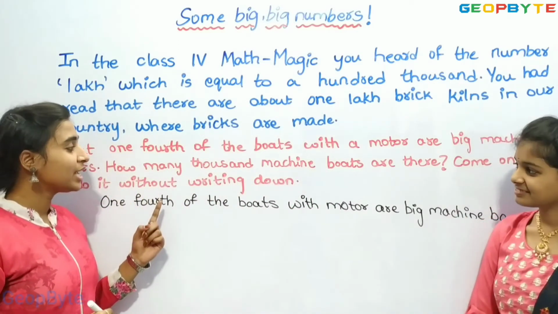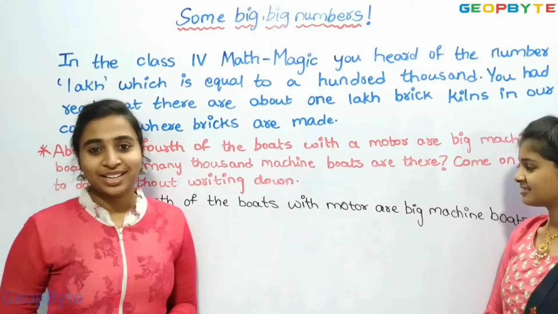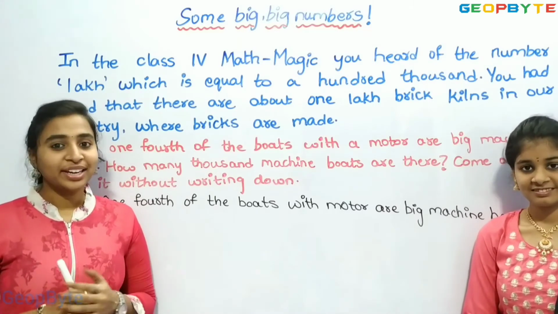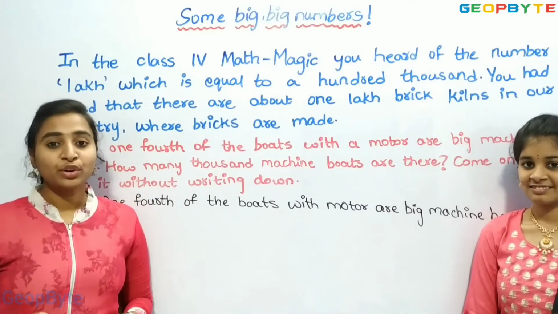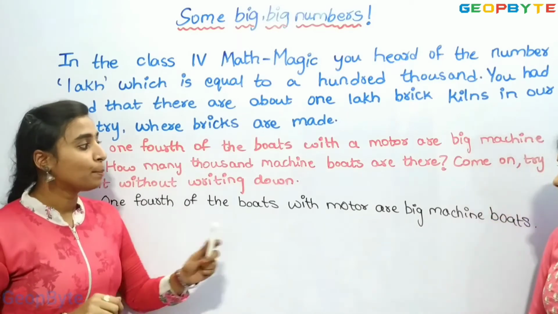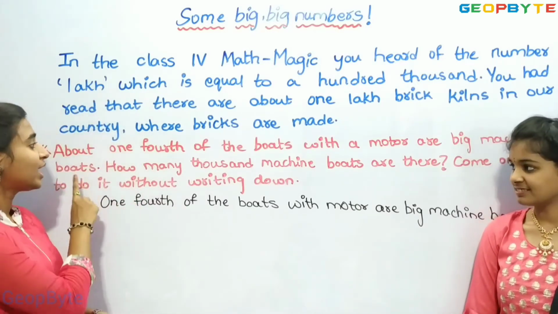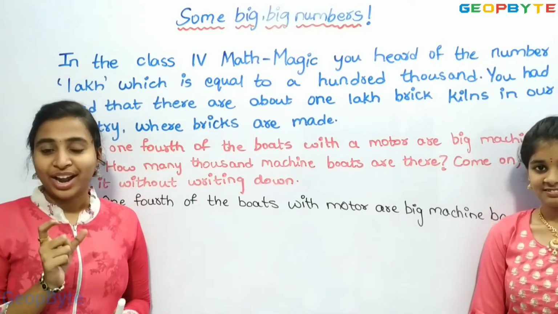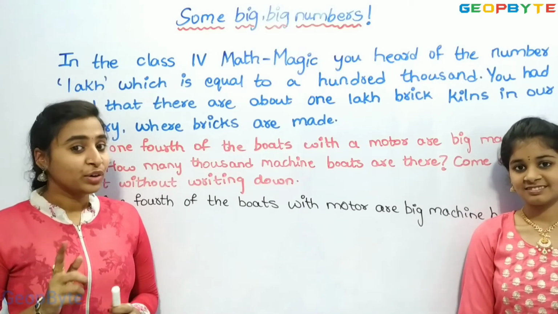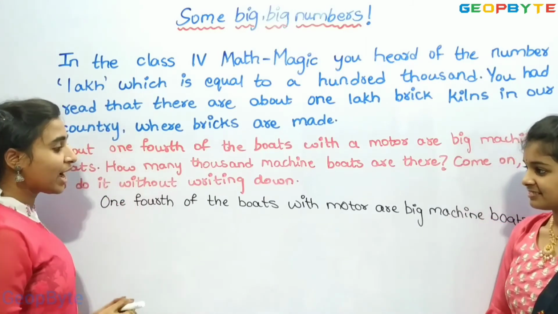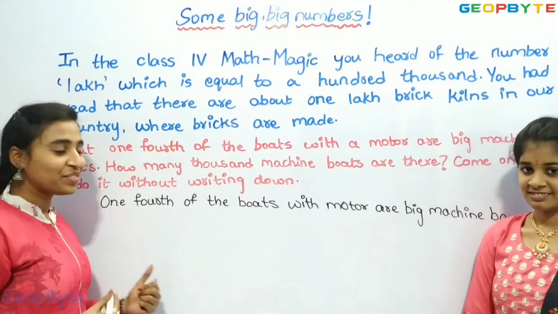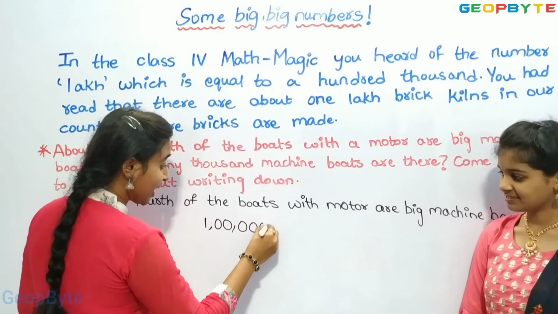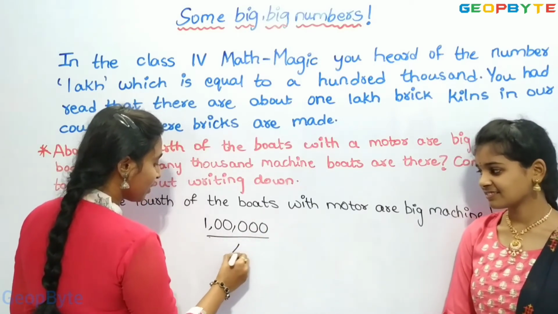So, how many thousand machine boats are there? Children, the total number of motor boats is 1 lakh. So, we need to find how many thousand machine boats are there. It is given that 1/4 of them are big machine boats, but we will find the exact number. To find that, we need to divide 1 lakh by 4.